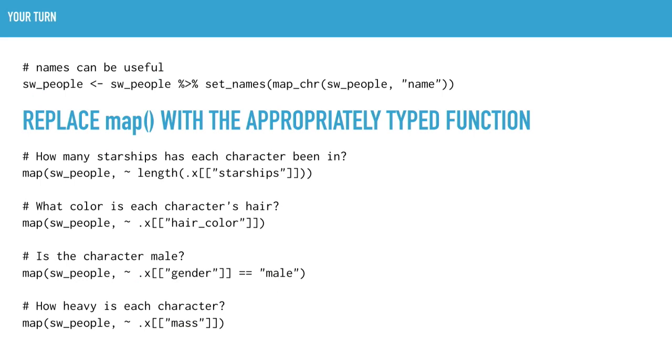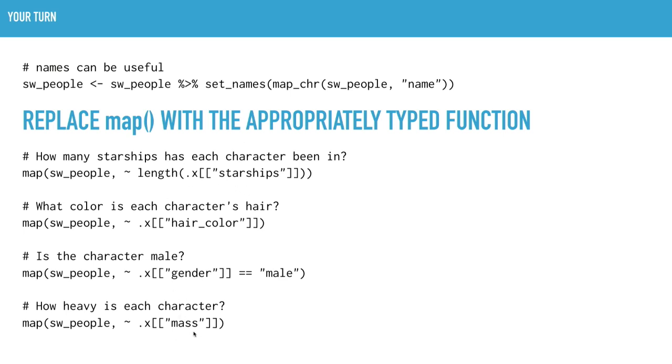Okay, so I'm going to get you now to practice that a little bit. I have this first line I want you to run. All it's doing is taking our object, our list of people, and giving those elements names. The set_names function, I'll talk a little bit more about later, so don't worry about it too much now, but essentially we're just giving the elements of that vector names, and the names are the character name. So this is just going to make our output a little bit easier to understand.